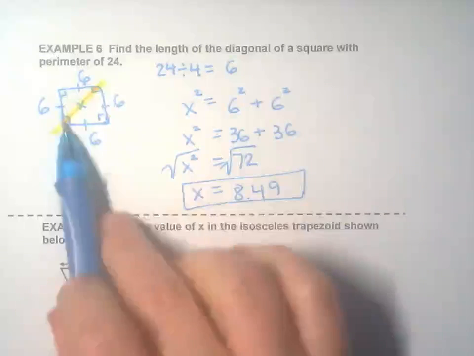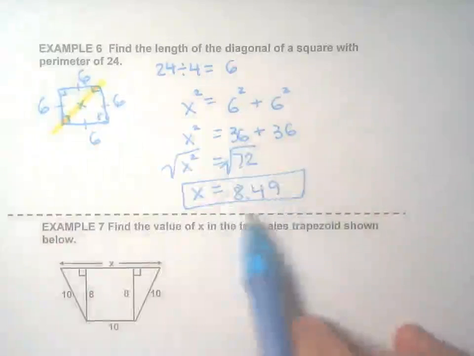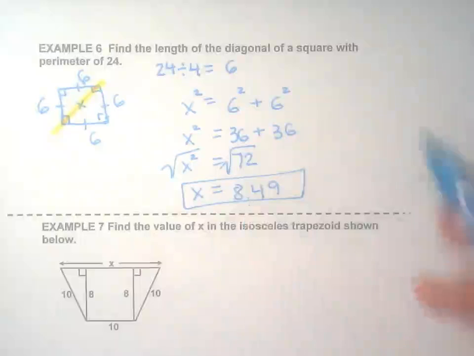Ooh, 8.49. And again, that's a good sign because I was expecting the diagonal to be definitely bigger than 6. And 8.49 is definitely bigger than 6, so we're good to go right there.